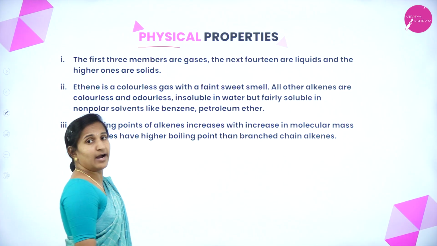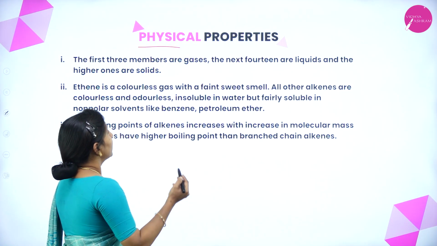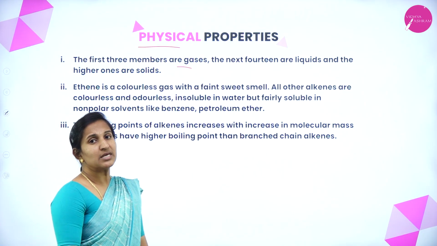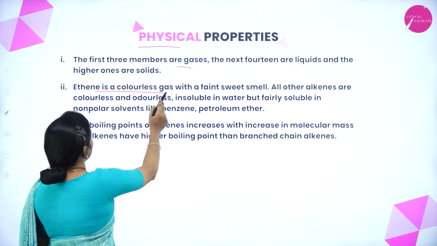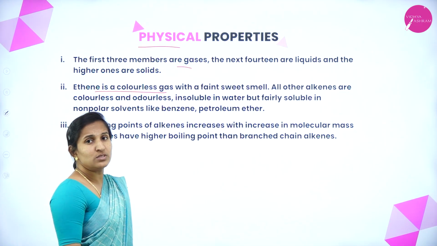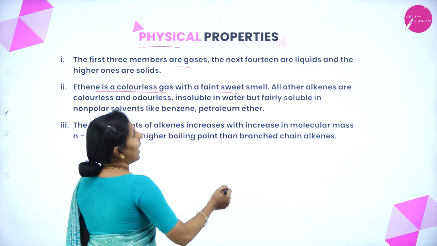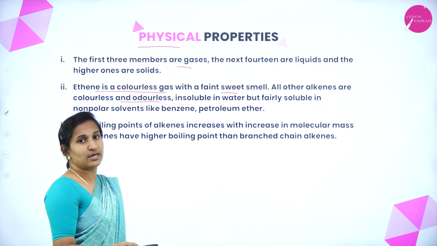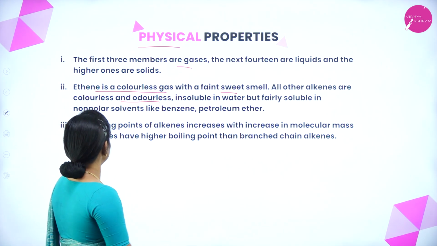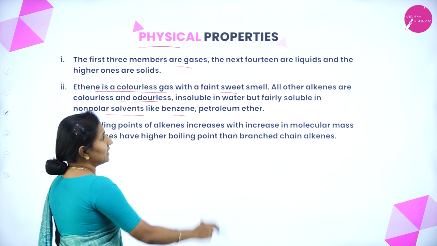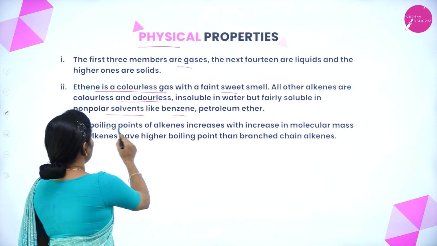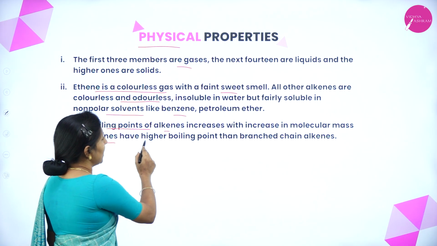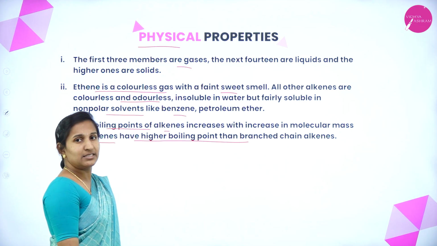Physical properties of alkenes. The first 3 members are gases, the next 14 members are liquids, and the higher members are solid in nature. Ethene is a colorless gas with a sweet smell, and all other alkenes are colorless and odorless, insoluble in water and fairly soluble in non-polar organic solvents like benzene and petroleum ether. The boiling point of alkenes increases with increase in molecular mass. N-alkenes have higher boiling points than branched alkenes.